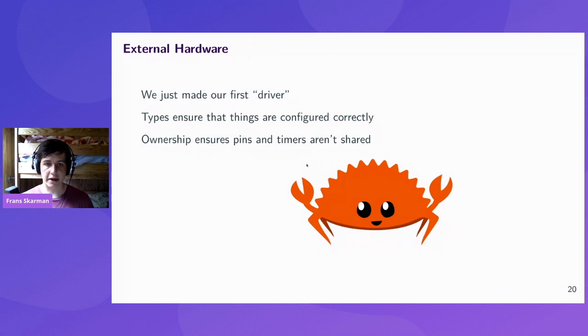So what we just did was make our first driver. A driver in embedded Rust is any crate that talks to external peripherals through a HAL, or it could be without a HAL as well. We use types to ensure that things are configured correctly, and we also use ownership to ensure that timers aren't shared.